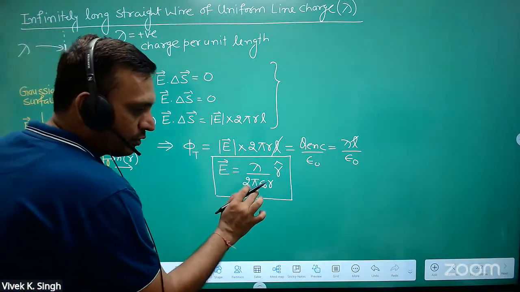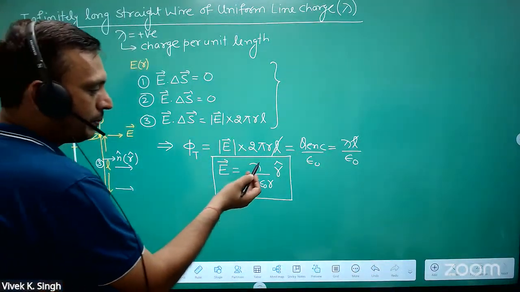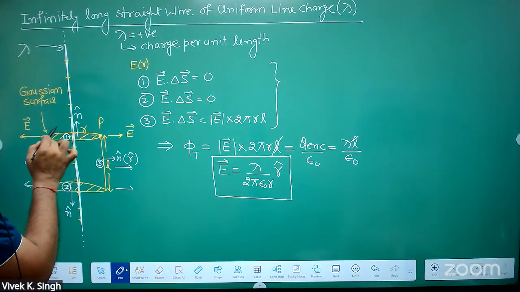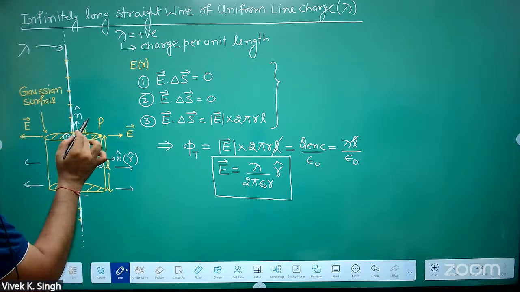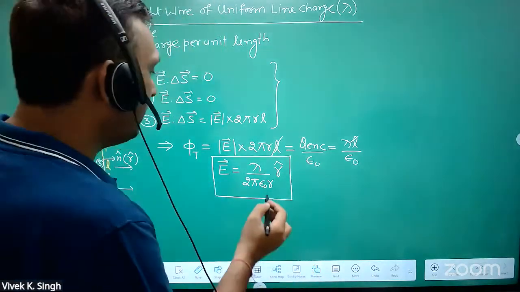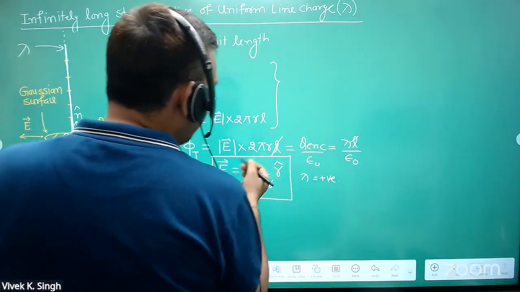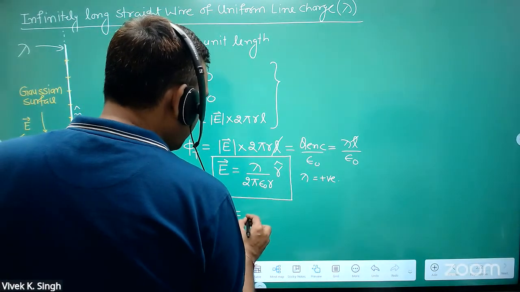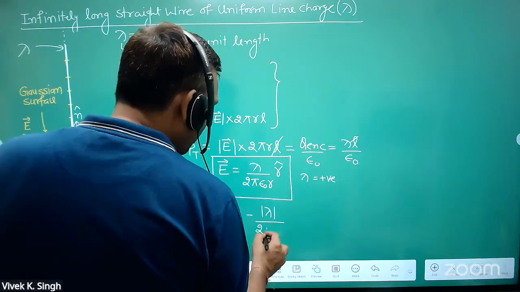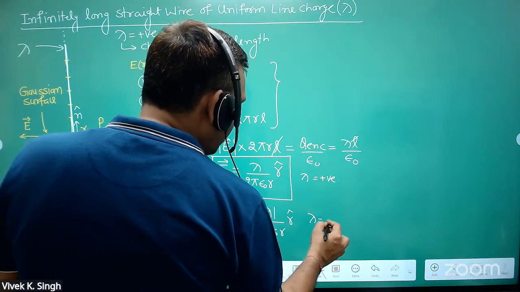So you have to remember this formula. What is field due to infinite wire? Lambda by 2 pi epsilon 0 R, R distance away from the wire. Electric field will be same. Only thing is direction is radially outward if lambda is positive. ये lambda positive के लिए है। अगर lambda negative है, so this is minus, I'm writing it as mod lambda by 2 pi epsilon 0 R, R cap if lambda is negative.